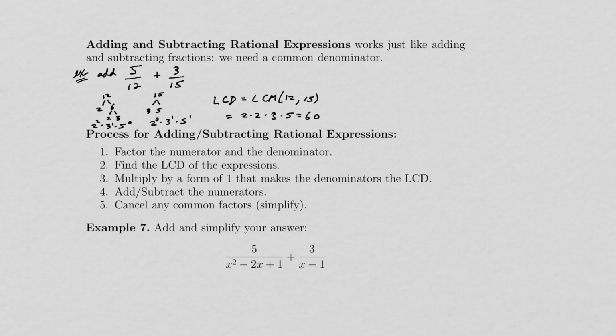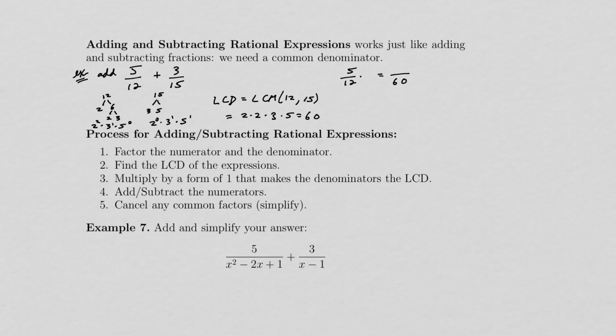Okay, so now I can rewrite these fractions, right? 5/12. I want to multiply by something, so I end up with a 60 in the denominator. So what do I need to multiply 12 by to get 60? Well, I need a 5. Actually, you can figure it out from here too. Right? Here's the 12, 2 times 2 times 3. What am I missing? I'm missing the 5 to get me 60. Usually you can just do it in your head though.